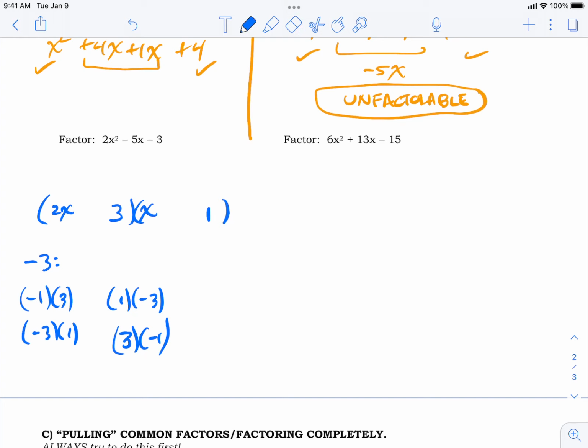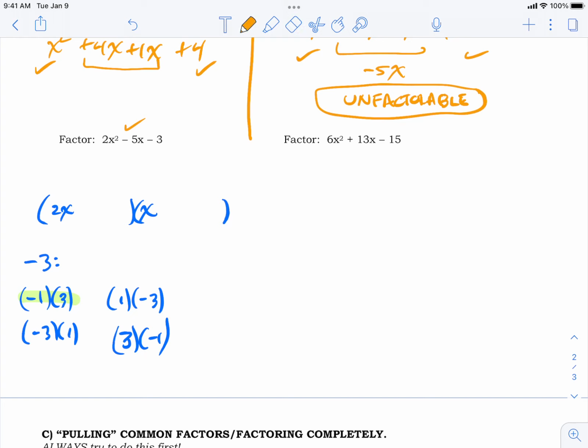So I've got basically 4 things to try. I'll just try one at a time and see if they work. The first thing I'm trying is this minus 1 and a plus 3. Will that work for me? 2x squared, yep, that works. Plus 6x minus x minus 3. Well, the plus 6x and the minus x are not giving me what I want here. They're giving me a plus 5x. I want a minus 5x. So that didn't quite work. It almost worked, but it didn't quite work.